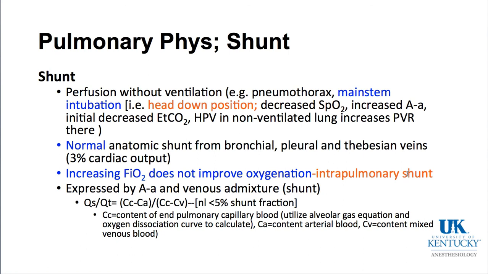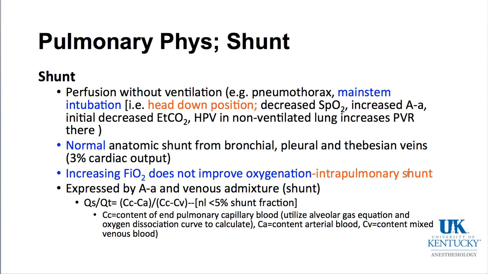The non-ventilated lung, which has a low PAO2, is going to have hypoxic pulmonary vasoconstriction occur in an attempt to raise pulmonary vascular resistance in the side not being ventilated to shunt blood to the lung that is being ventilated. Normally, shunt is only about 3% of cardiac output, and that is through the bronchial, pleural, and Thebesian veins.